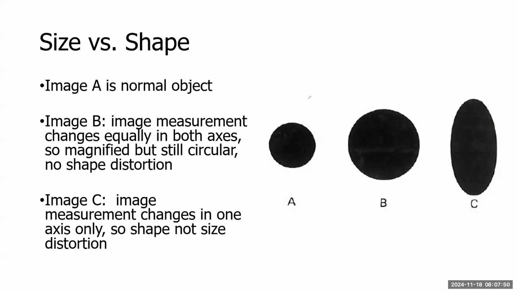In image C, the image measurement changes in one axis only. So shape, not size distortion. So in C, the long axis is what has been distorted. So that's why we have to distinguish between size distortion and shape distortion.